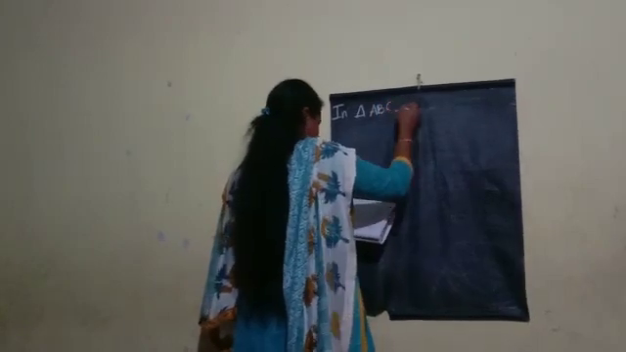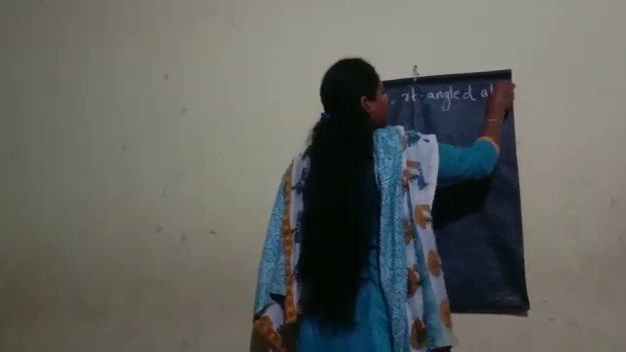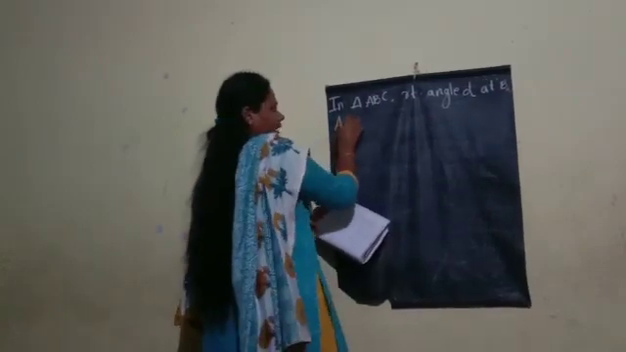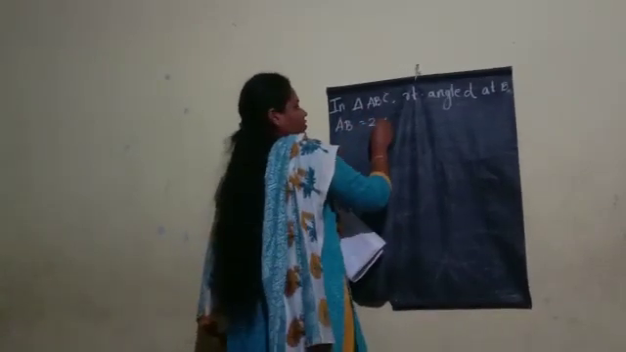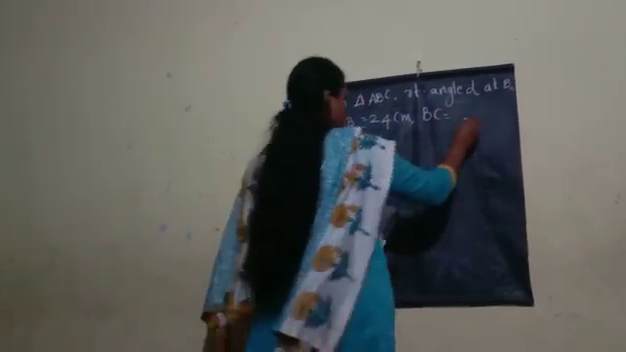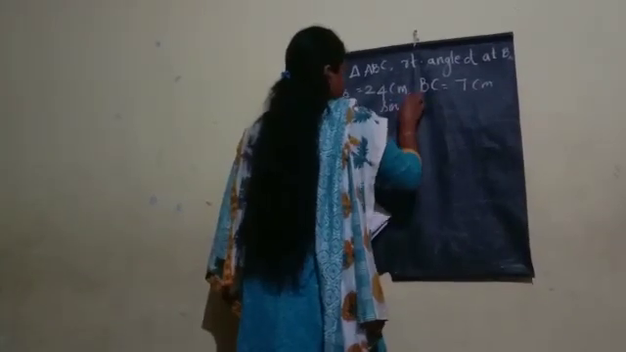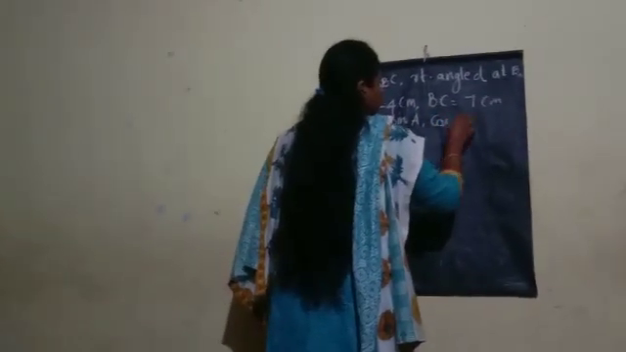So I'll just write a question on the board. This is a short example. In triangle ABC, right angle at B, AB equal to 24 centimeter, BC equal to 7 centimeter. Find sin A, cos A.